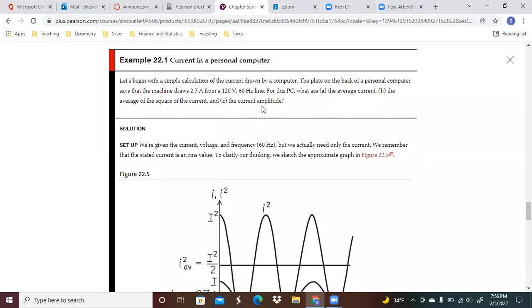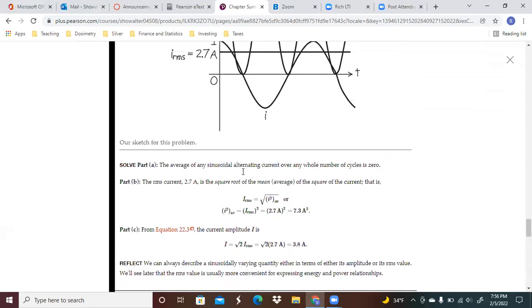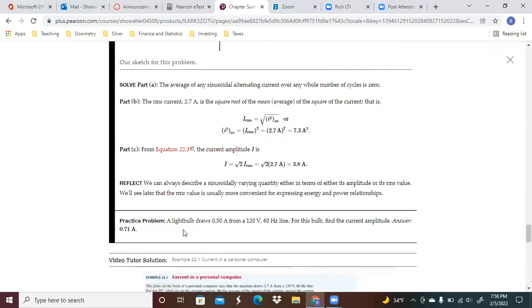For part C, the current amplitude, in other words, the value of I. The I RMS is going to be the current divided by the square root of 2. So rearranging that particular formula, we come up with this. Since we know what the I RMS value happens to be, then we end up with 3.8.